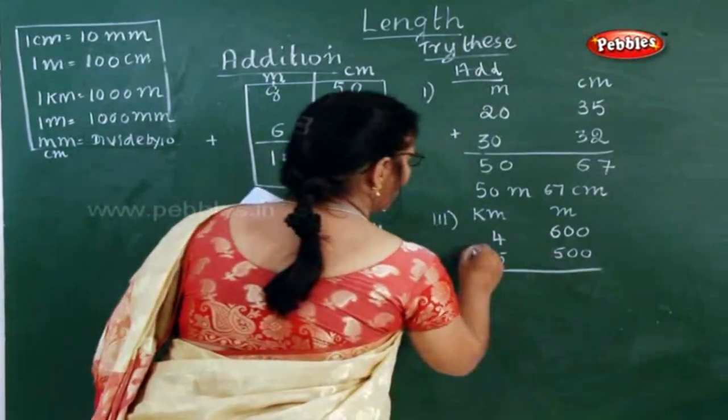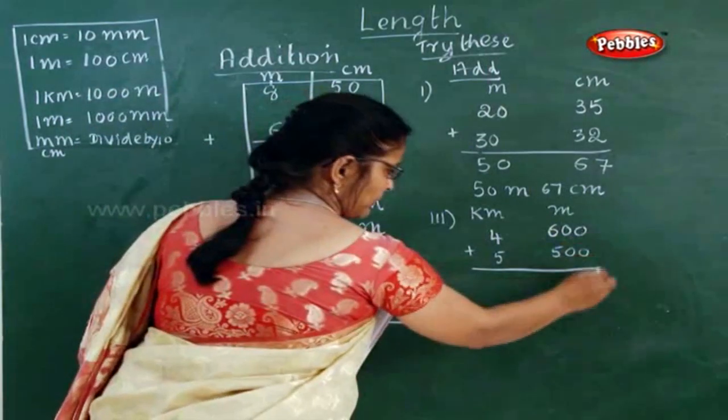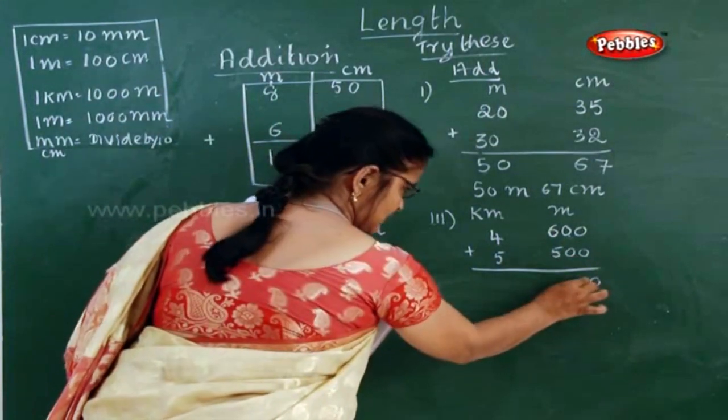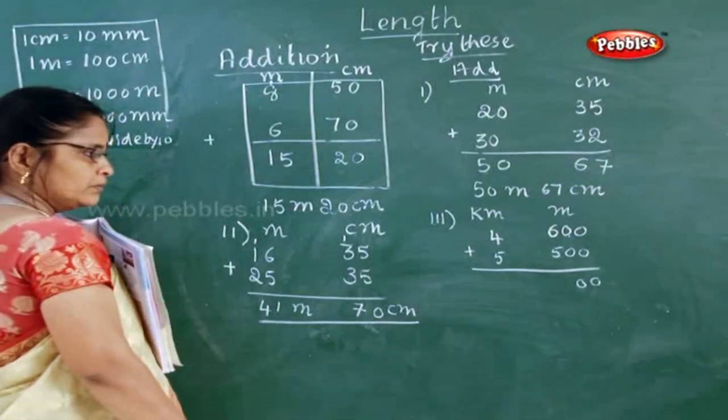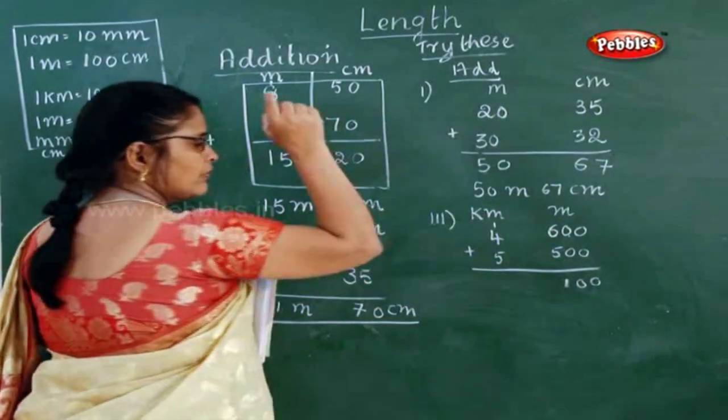Now what you have to do? You have to add, because all these sums are only addition. So now what will you do? 0 plus 0 is 0. 0 plus 0 is 0. 6 plus 5, 11. Now you have to put 1 here. 4 plus 1, 5.